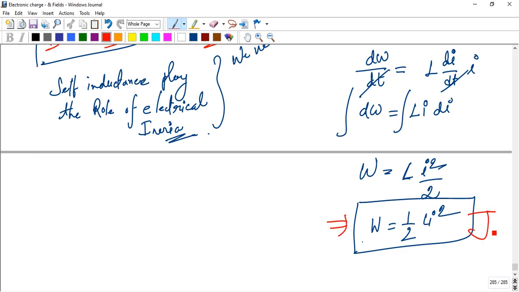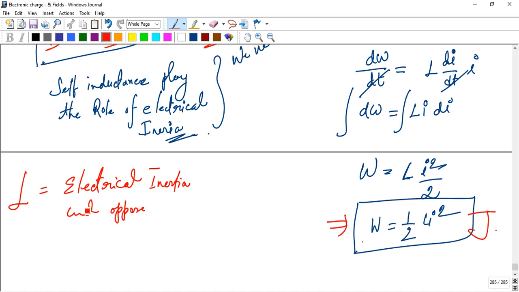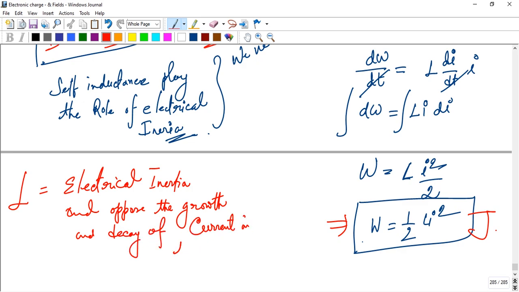That is the work done, in joules. And L is the electrical inertia, mainly we say, which opposes the growth and decay of current in the circuit.